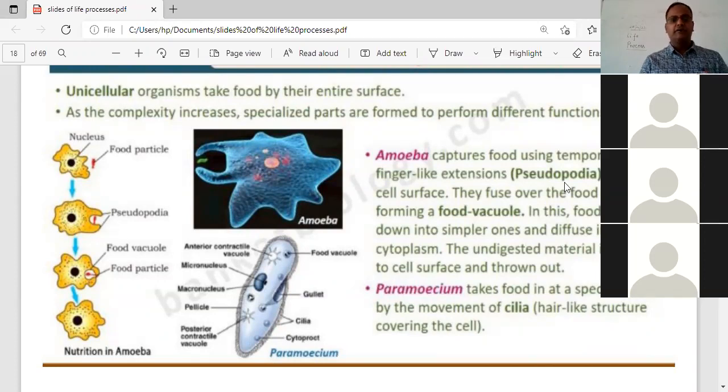Very good, Ayush. At the end, students, today's assignment for you all is that you will practice the diagram of the cross-sectional view of the leaf and also the nutrition in amoeba. Okay.